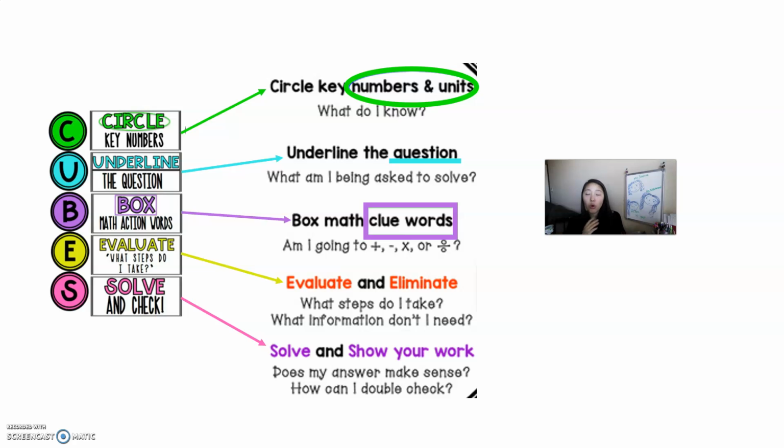I'm going to go through all the CGI problems that we've done so far, and all we're going to do is circle the key number and unit. So what does that mean? Well, let's dive into one.